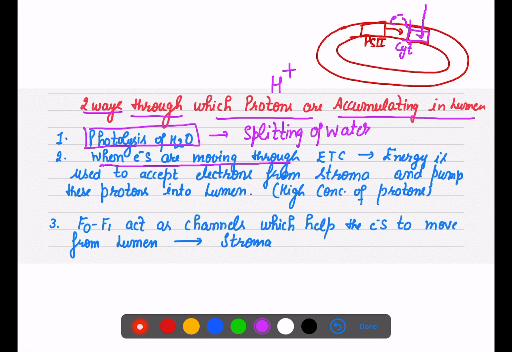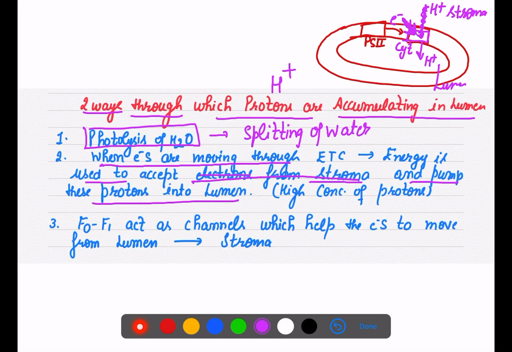This energy, which is released during electron transfer at the cytochrome, when the electrons reach there, is used to accept the protons from the stroma and pump the protons into the lumen.